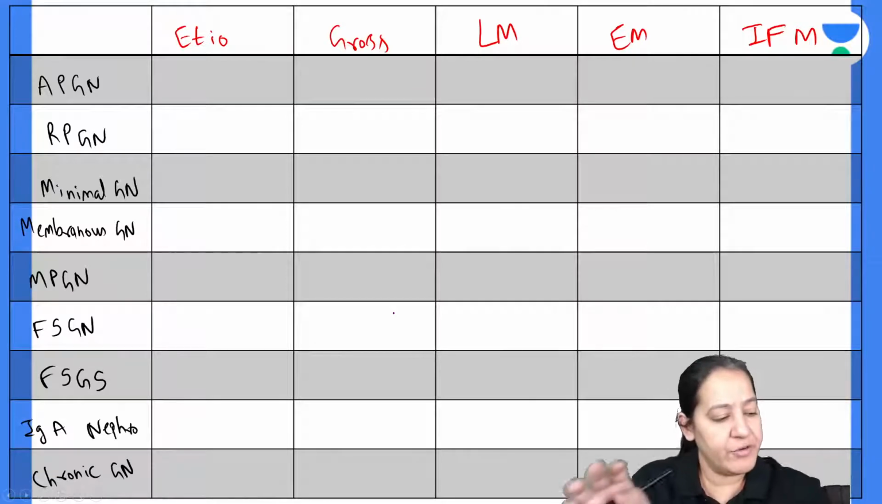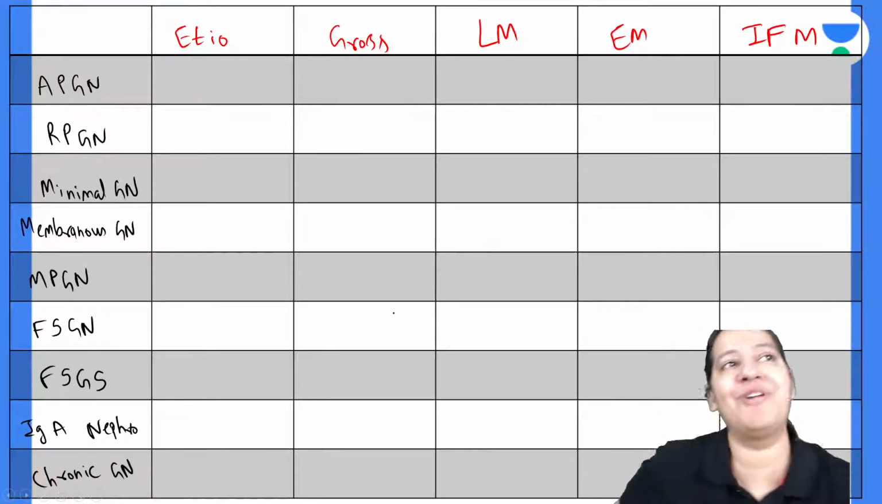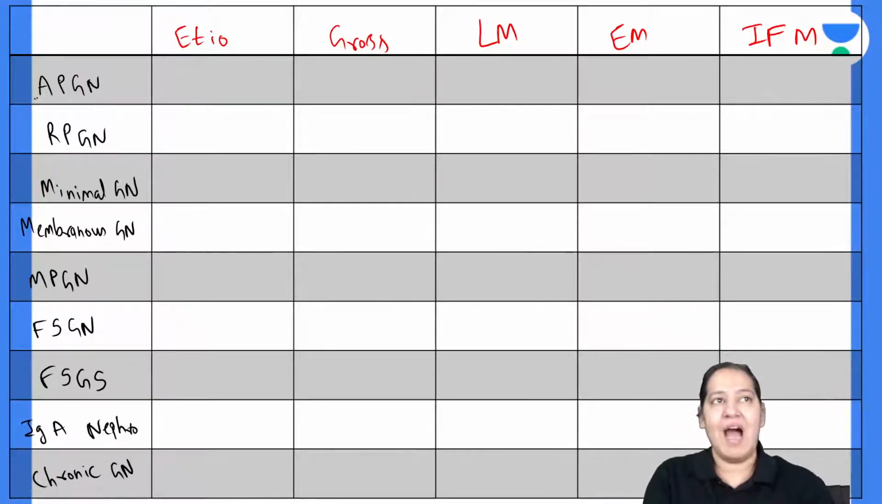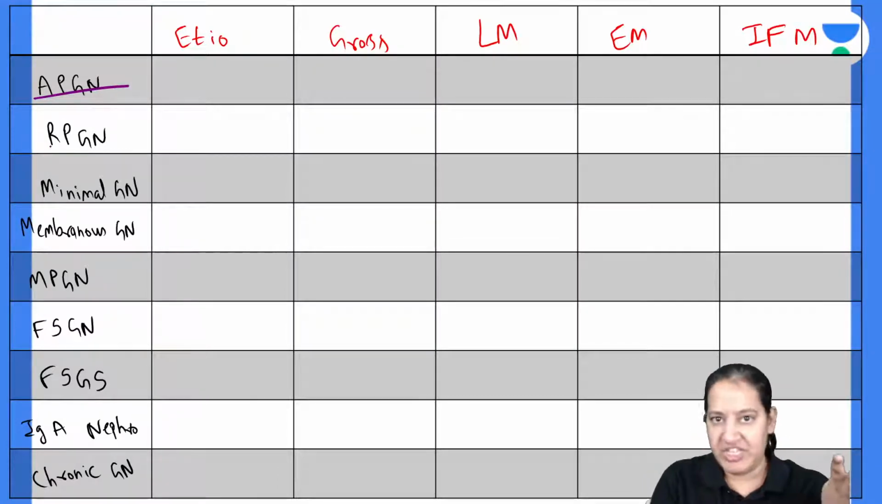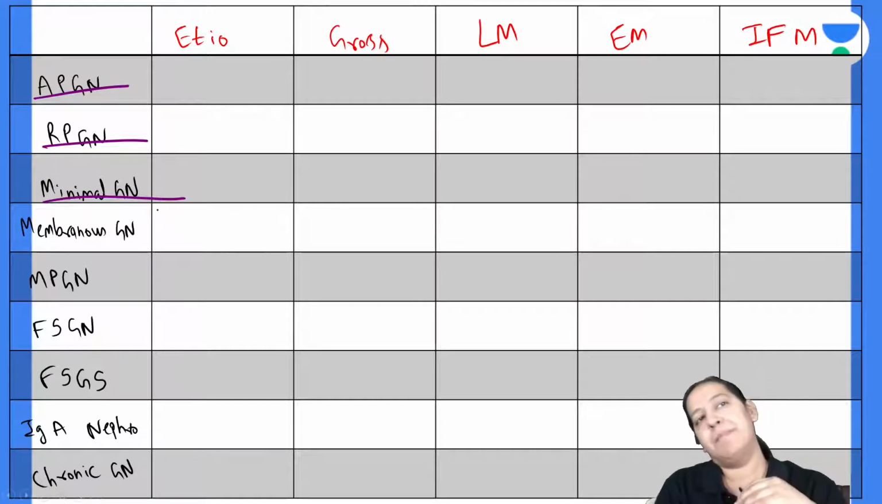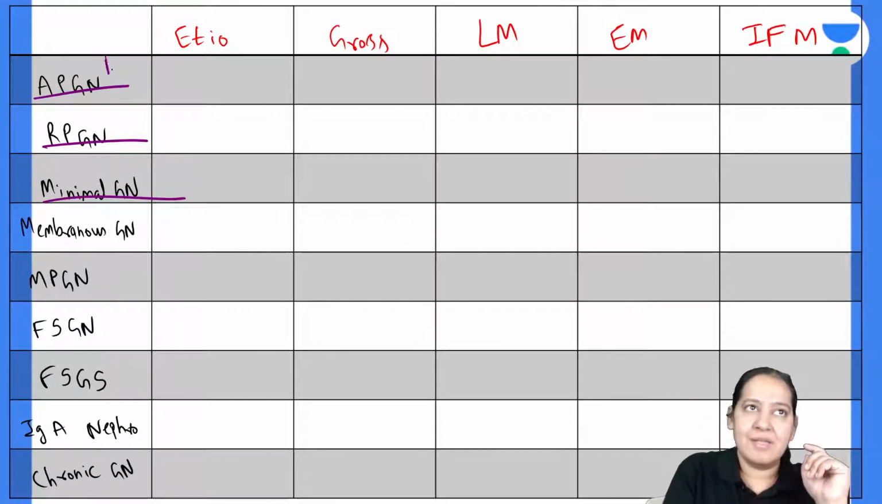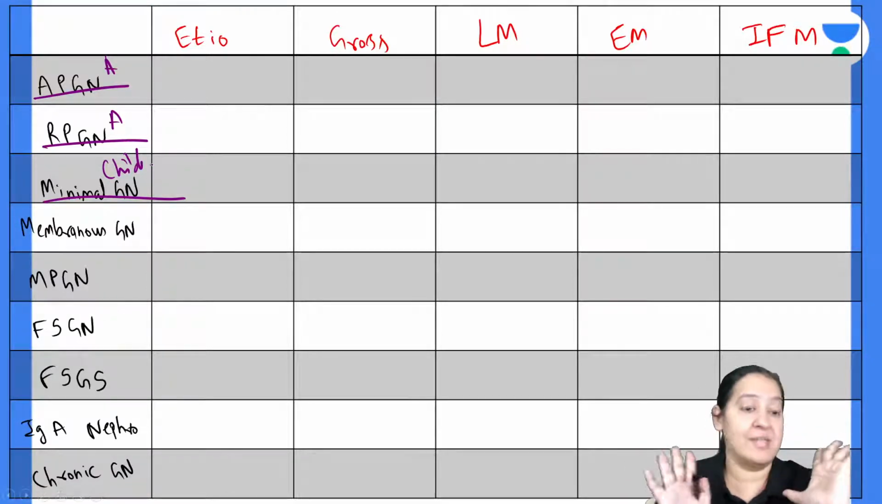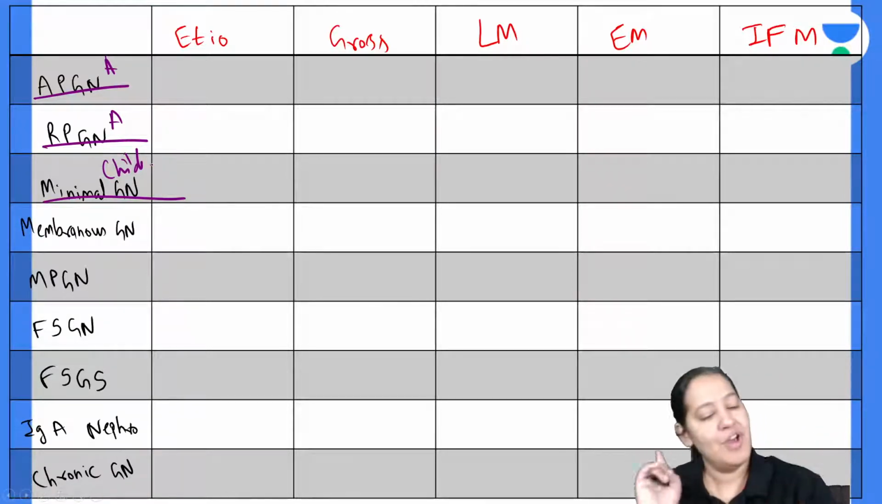Rishinika, would you help me to compare the first three glomerulonephritis? So what are the first three? APGN, that is PSGN, post-streptococcal; RPGN, that is rapidly progressive; and MCD, minimal change, right? This one occurs in adults, this one occurs in adults, this one occurs in children. First, take age into consideration. Age is always important. What about etiology? Who will tell me the etiology?